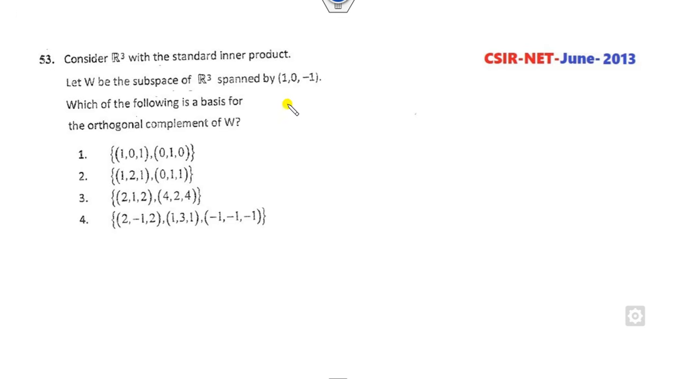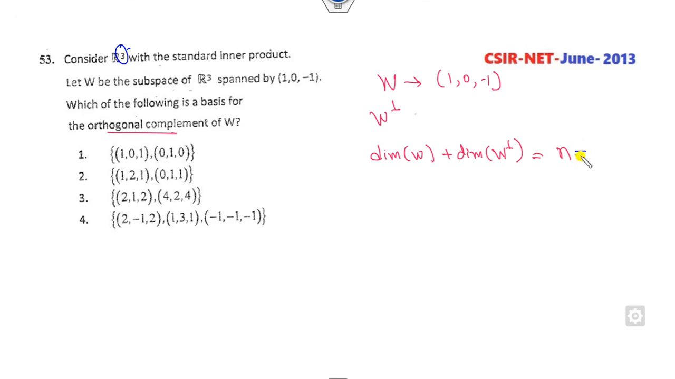Okay, R3 is the inner product space. W is spanned by (1, 0, -1). Which of the following is a basis of the orthogonal subspace? Remember, we all know the orthogonal property: the dimension of this is n. What is n? 3. So the dimension of W is 1, so it must have dimension 2, but this has dimension 3. Cancel out. So the others are correct.